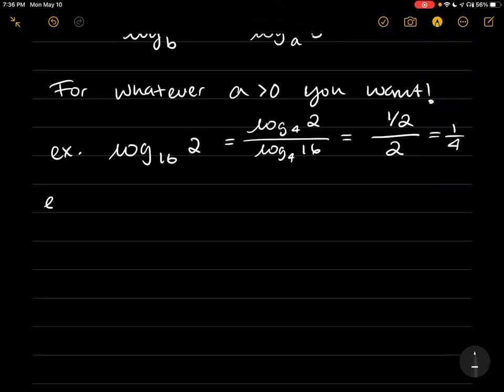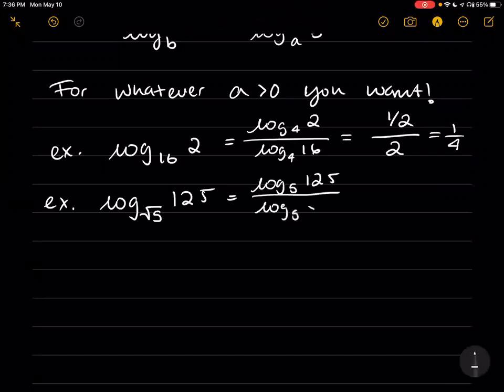Okay. We could also look at something maybe even more wacky. We could do log base the square root of 5 of 125. This looks nasty, but we can use the change of base formula. 125 is 25 times 5, so it's 5 cubed. And square root of 5 has a 5 in it too. So what if we try to do the change of base formula? Let's do log base 5 of 125 over log base 5 of the square root of 5. This is easier to understand.